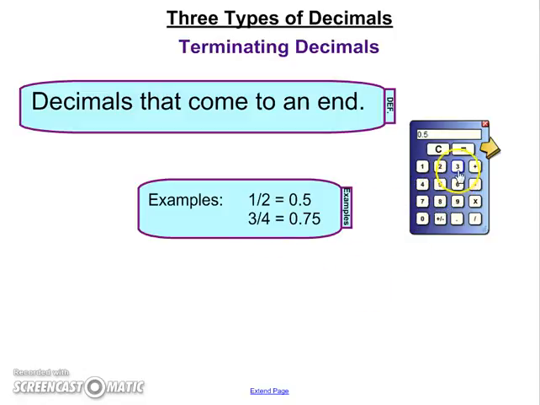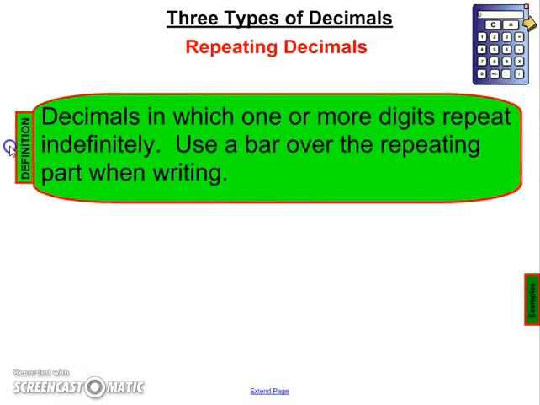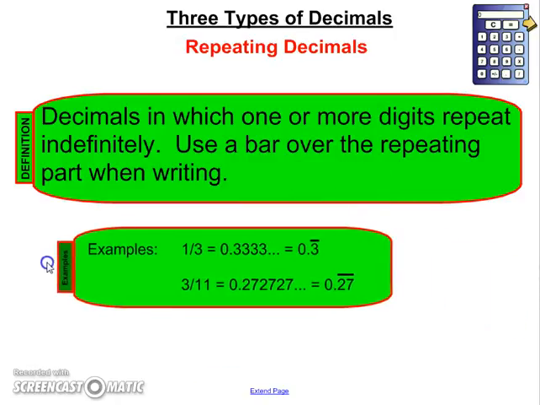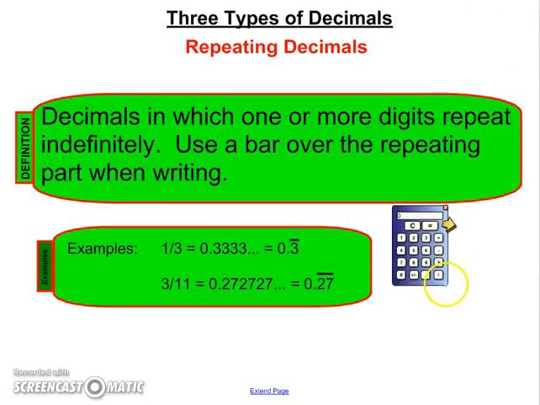The same thing for 3 divided by 4, just a couple examples, 0.75, it ends. It does not continue out as we go along. So our terminating decimals are ones that when we do division, they come to an end. Repeating decimals are decimals in which one or more digits repeat indefinitely. And we use a bar over that repeating portion to show that, that's a communication device. That's a way that we communicate to other people that we have this repeating decimal.